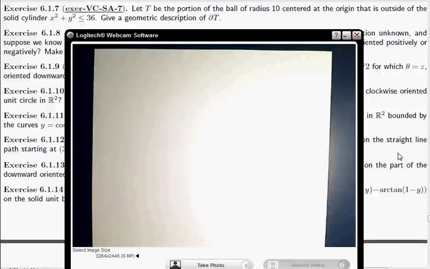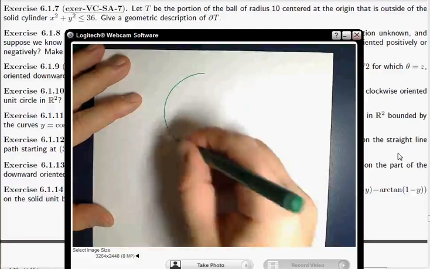Okay, so SA7. Let's see, we have a ball of radius 10. So that's a solid ball of radius 10. And T is the portion of that ball that's outside of the solid cylinder of radius 6. Okay, so let's draw a picture.